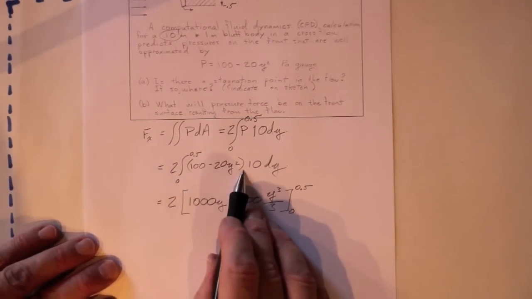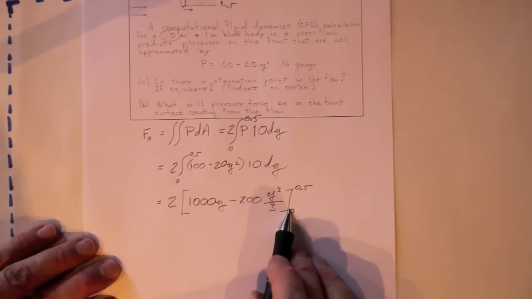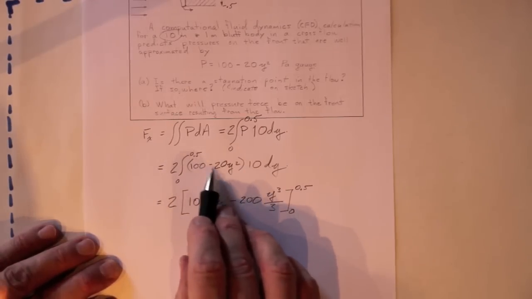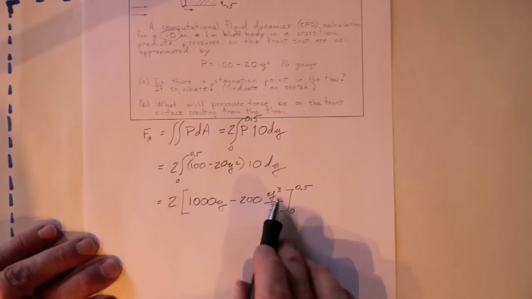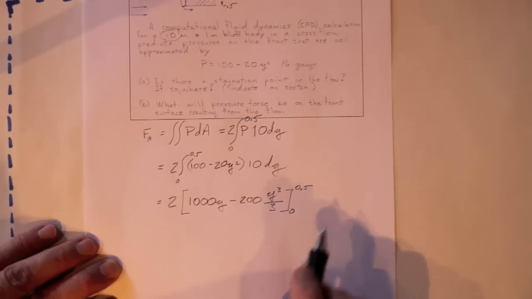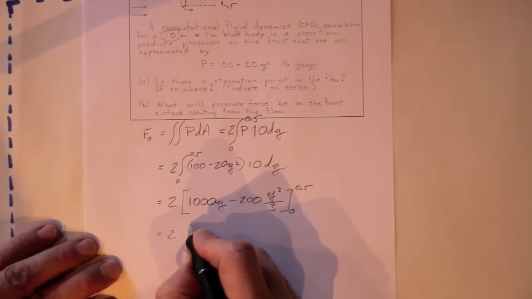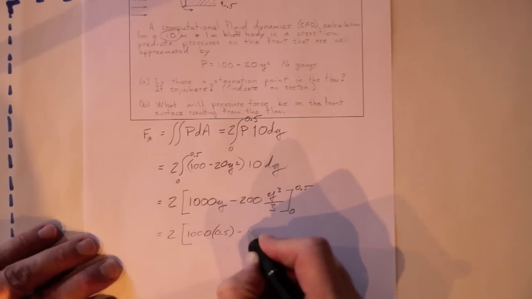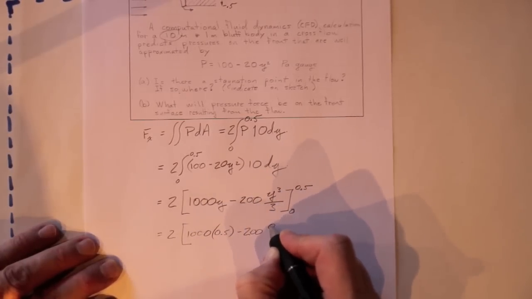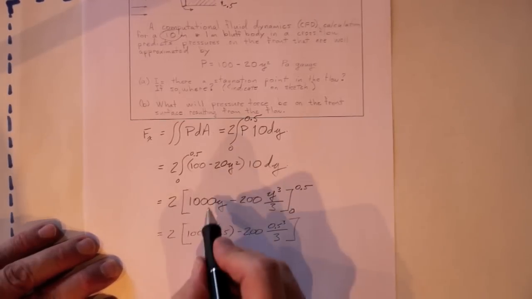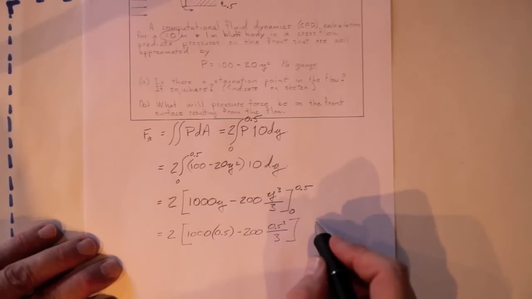So this is just the integral carried out here in these brackets down here. 2 times 1,000 y, 100 times 10, minus 200 times the integral of y squared, which is y cubed over 3. So when we take the derivative, we'll get 3y squared divided by 3. And plugging in 0.5 there, I get 2 times 1,000 times 0.5 minus 200 times 0.5 cubed over 3. And for 0, both of those make a 0 contribution.